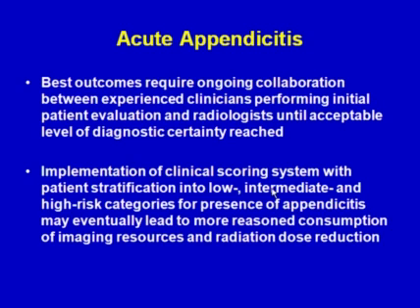As far as outcomes are concerned, the best outcomes will require an ongoing collaboration between experienced clinicians performing the initial patient evaluation and their radiologists until an acceptable level of diagnostic certainty is reached. Some people have suggested the implementation of a clinical scoring system with stratification of patients into low, intermediate, and high-risk categories for the presence of appendicitis, and some approach, perhaps along these lines, may eventually lead to a more reasoned consumption of imaging resources and radiation dose reduction.